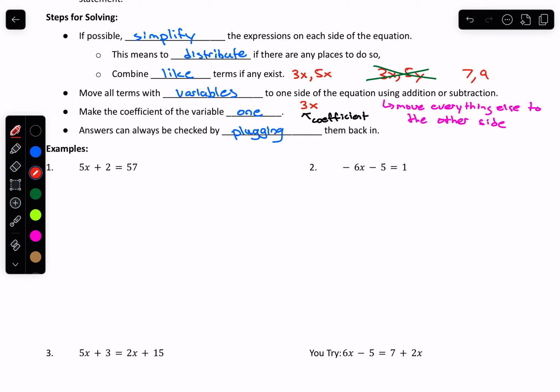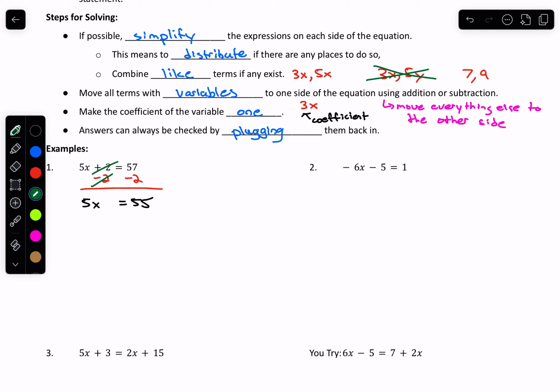So in order to get everything else to the right, I'm going to subtract 2 from both sides, which will give me 5x is equal to 55 because those 2's on the left side add together to be 0. So that is the additive identity. So they cancel each other out, so to speak. They add to be 0.